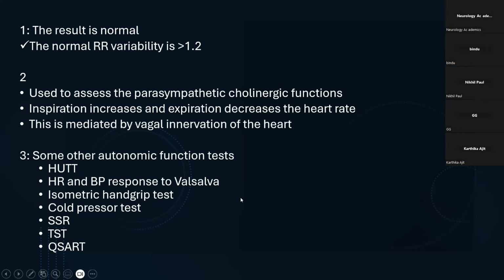And the other autonomic function tests are head-up tilt test, heart rate and blood pressure response to Valsalva, isometric hand grip test, cold pressor test, sympathetic skin response, thermoregulatory sweat test, and pseudomotor axon reflex test. Any of them can be written.